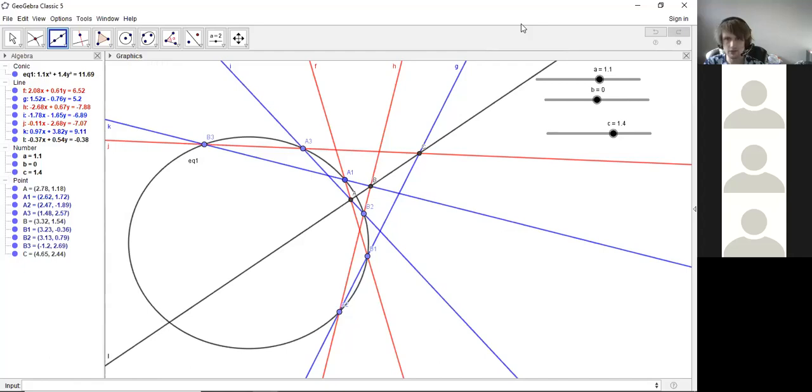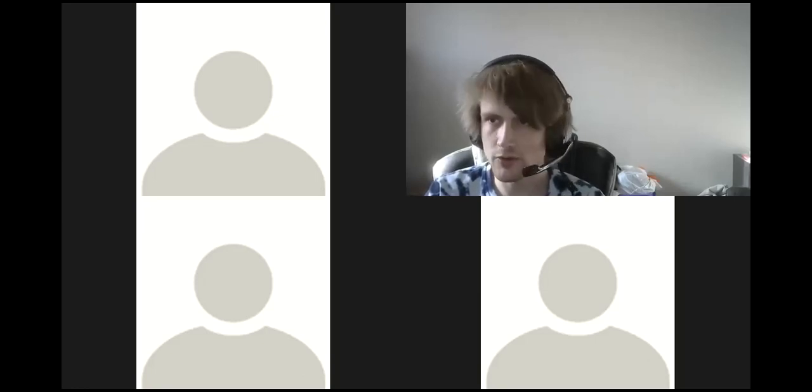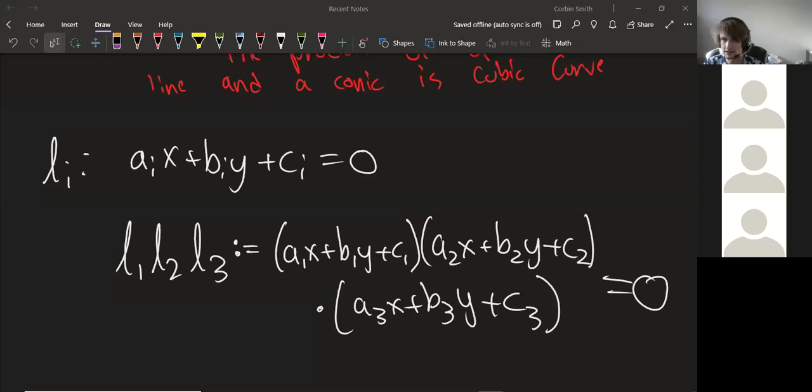Maybe one day I will teach you guys projective geometry, which is a very beautiful and important field entirely of just geometry. But I kind of need some setup to explain what a line at infinity is and how you would multiply a line at infinity by an equation to get a cubic curve, which you can do, but it's going to need some work.